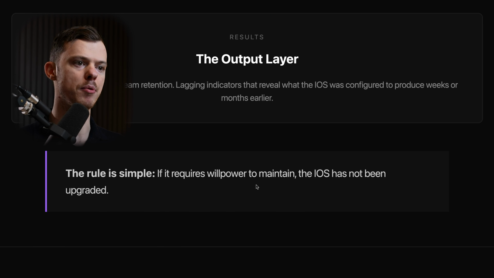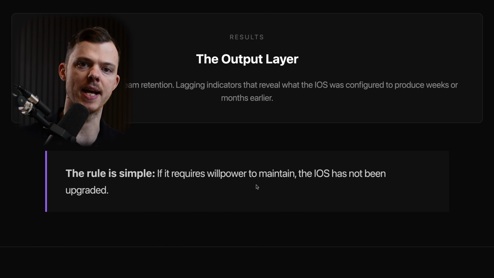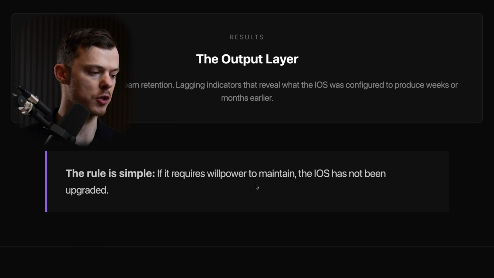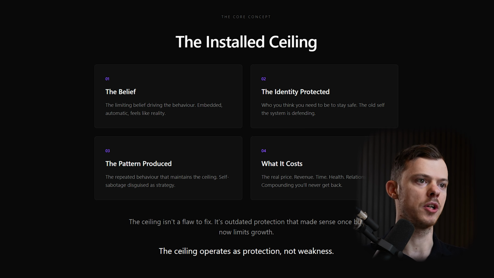And the rule is simple. If it requires willpower to maintain over time, then your iOS has not been upgraded, because you may have a good month and then a bad month. Anyone can create profit and revenue. Anyone can, I use the gym example, lift their PR once. But can you do it consistently over time? That's the upgrade pathway. Now, I want to introduce you to the concept that explains why this is so hard to change on your own.